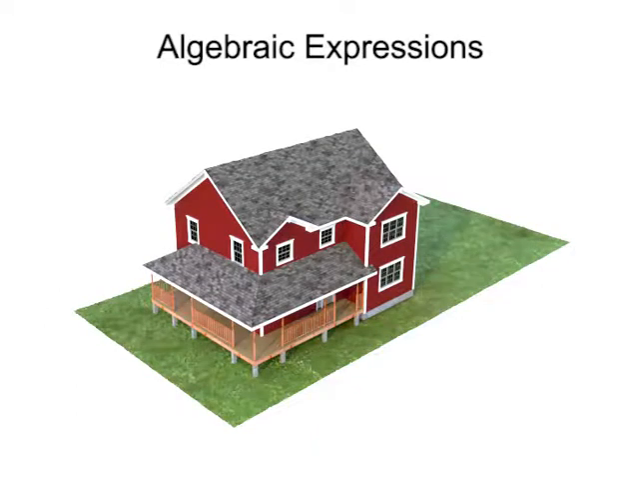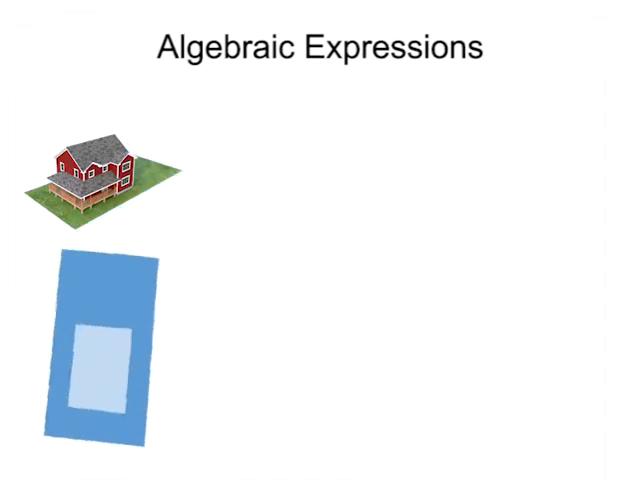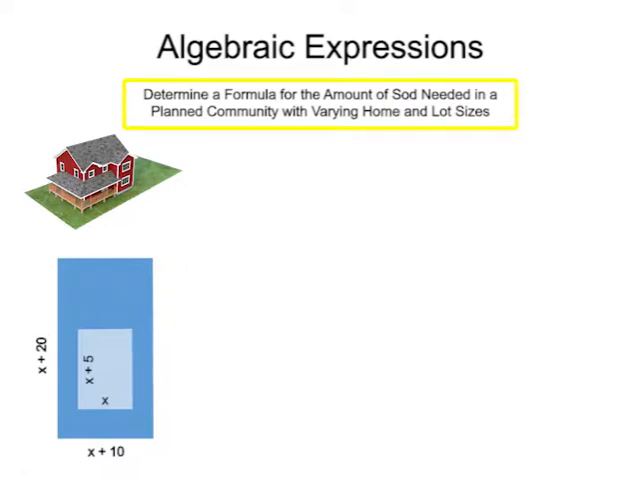Here's another example. You're the head landscaper for a planned housing community. Both houses and lots come in different sizes, but all houses are 5 feet longer than they are wide, and each lot must be 10 feet wider and 20 feet longer than the width of the house. You're responsible for ordering sod to complete the landscaping on each lot.